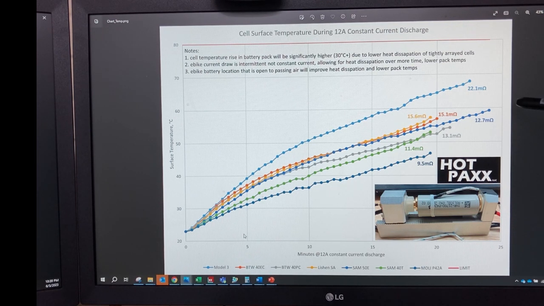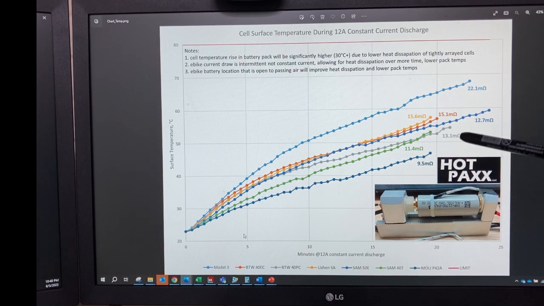So the cell with the highest surface temperature was the Model 3 cell, also has the highest internal resistance at 22.1 milliohms. Followed next by the Lishen SA cell, 15.6 milliohms. And then the BTW 40EC. This cell competes with the Lishen SA. It has slightly lower resistance and slightly lower surface temperature.